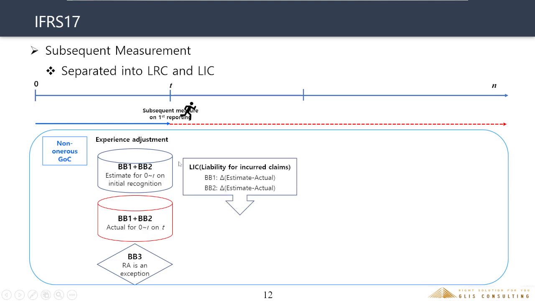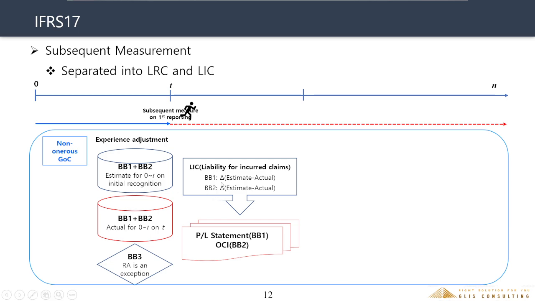And then let's say some of the claims already occurred here, and we need to estimate future cash flows, and that has to be estimated probably based on this one. And here, a future cash flow, and there is another one, discount difference. So let's say that should be recognized as a profit or loss in the P&L statement right away.